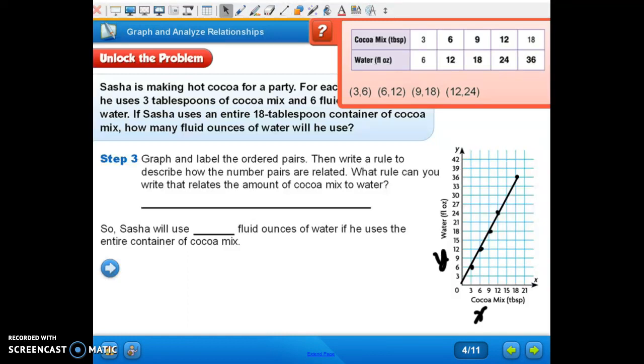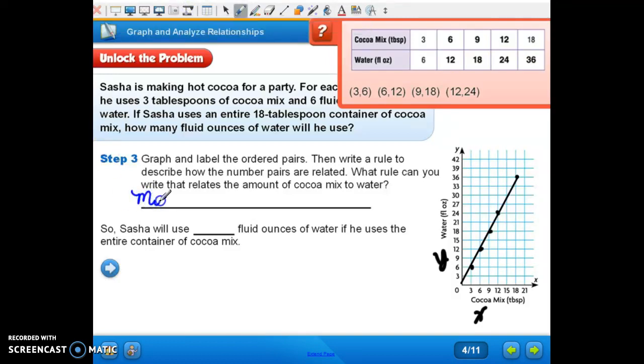Okay, so if we look at our tablespoons to our water, what could our rule be if we have 3 tablespoons of cocoa mix and 6 fluid ounces of water? What did we have to multiply our cocoa mix by to get our 6? 3? 3 times 3 is 6? Oh, 2. Is it true on down our pattern? Yes. 2 times 6 is 12, 2 times 9. So our rule that we can write that relates the amount of cocoa mix to the water is multiply the number of tablespoons by 2.